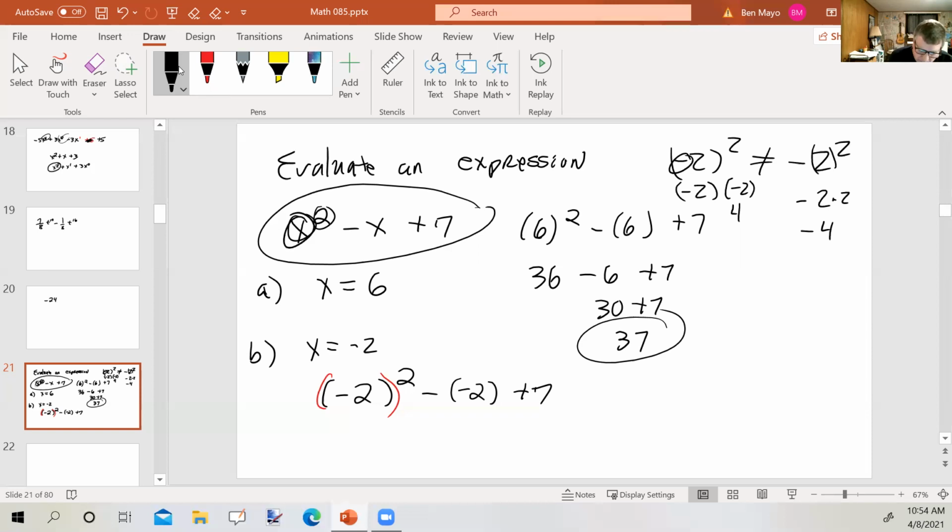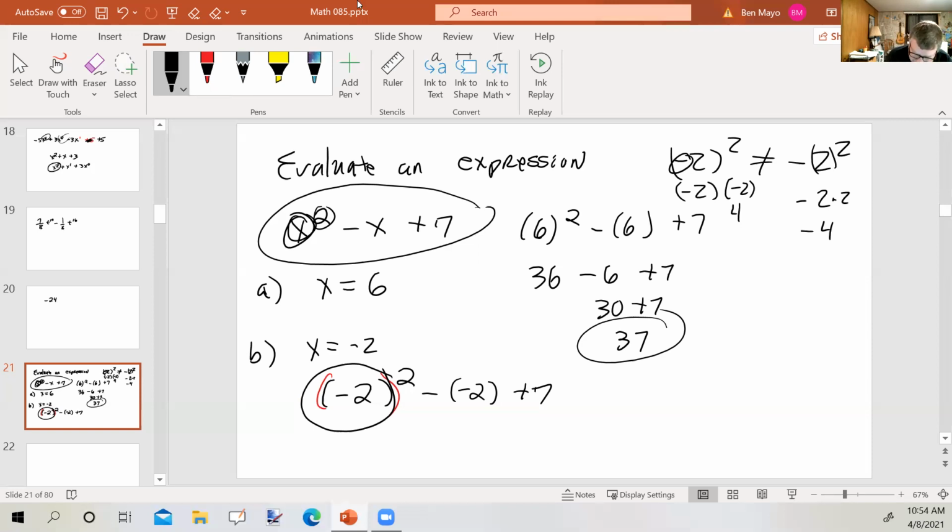Since x is being squared, all of -2 is being squared. So again, it's important that we put it in parentheses. A typical safe way to go is whenever you replace a variable with a number, put parentheses around the number. That usually keeps everything intact the way it should be.